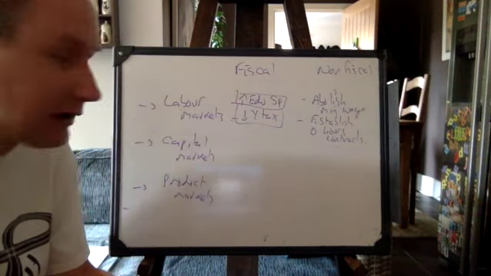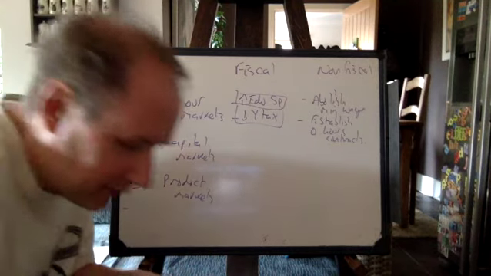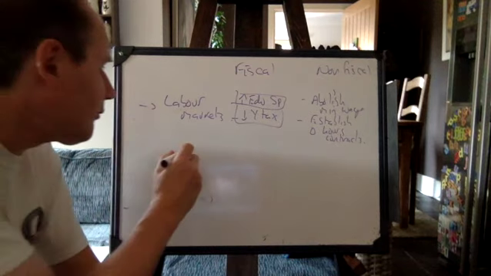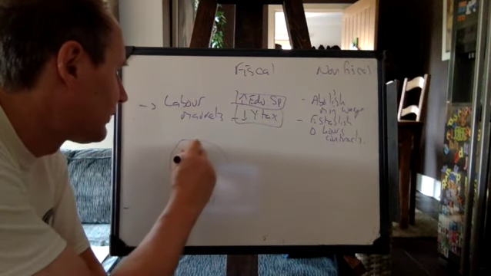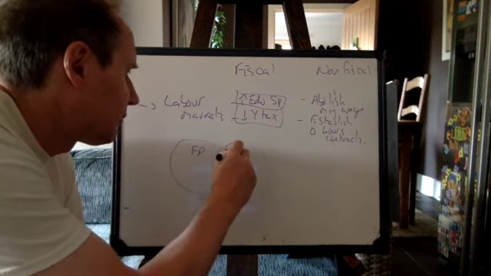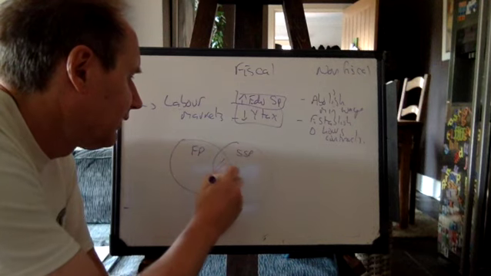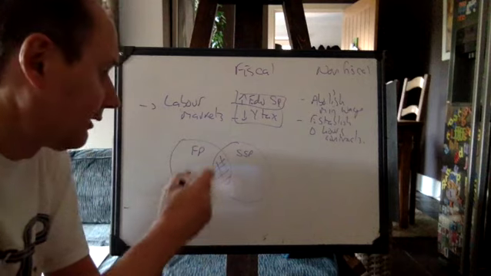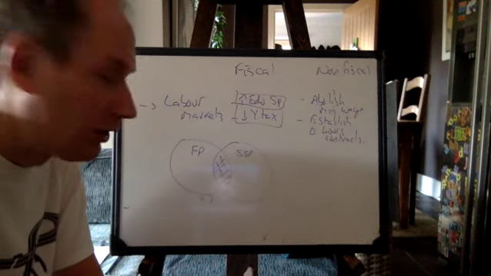Some don't. So if we were to draw the overlap like some sort of Venn diagram, then you've got fiscal policy here, and you've got supply-side policies here, and here we have fiscal supply-side policies. Education spending or cuts in income tax.